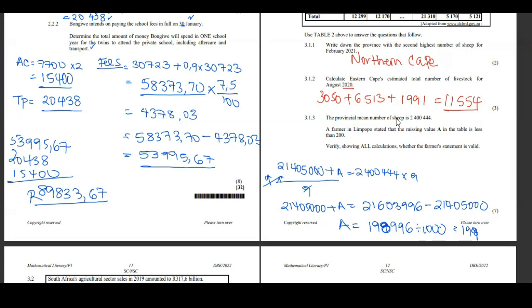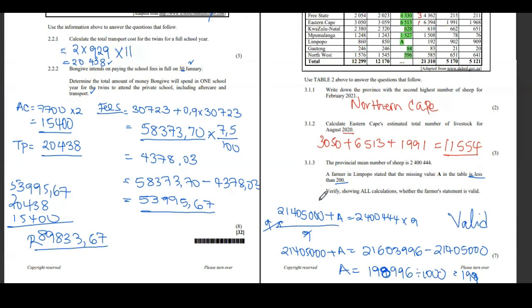So the conclusion, please don't forget, they said verify whether it's valid. So it said less than 200. Then the statement is valid. How did you get this number here? You add all these highlighted numbers, then multiply by 1,000. Why do I multiply? Because these values are given in thousands.